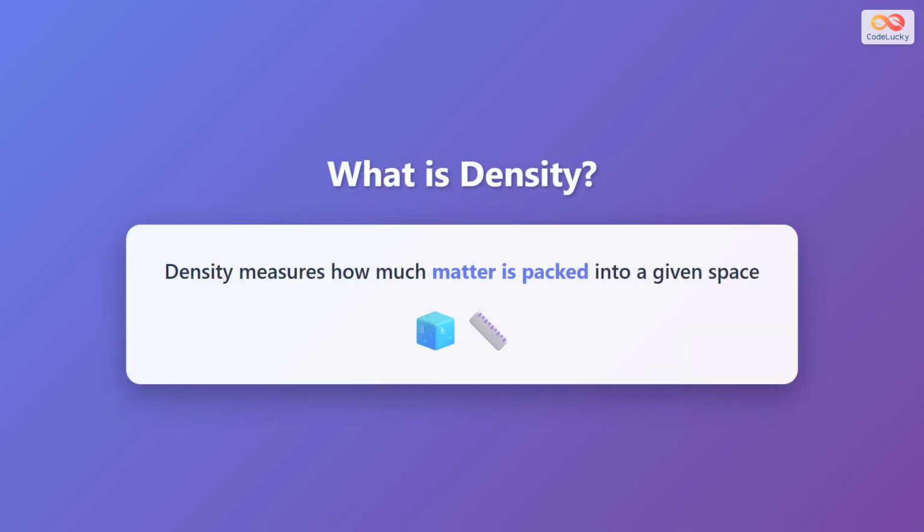Density measures how much matter is packed into a given space. Think of it this way. If you have two boxes of the same size, but one feels much heavier than the other, the heavier box contains material with higher density. Density tells us about the concentration of mass within a specific volume.